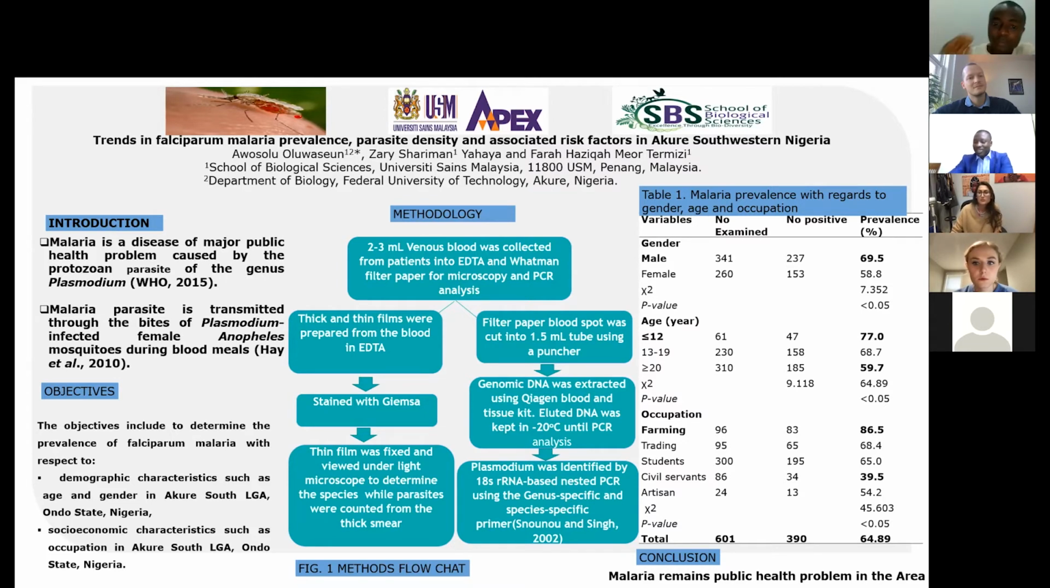Thank you for that beautiful response. Actually, this analysis I put here on the table is for microscopy, because I was able to do the parasitemia calculation, the parasite density calculation, through microscopy. So I decided to use that here, and the prevalence for that is 64.89%. But for PCR, I have more than that. I have 405 individuals that were positive for malaria by PCR analysis, instead of 390 for microscopy.